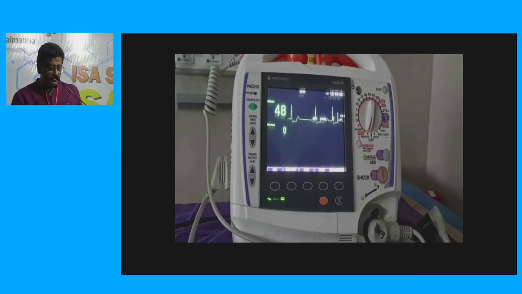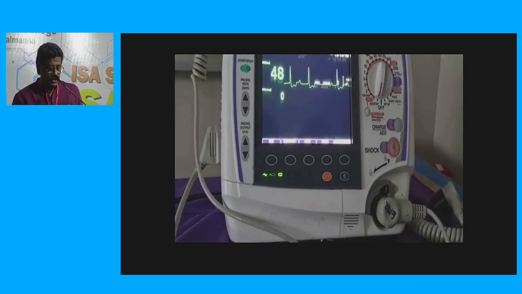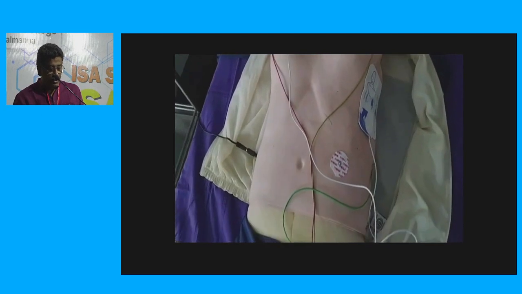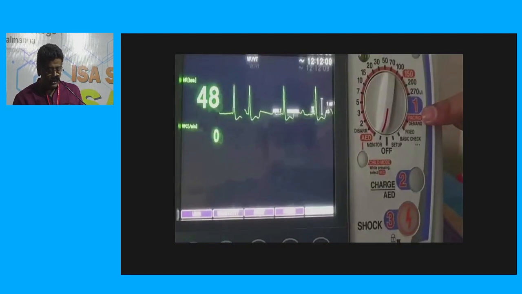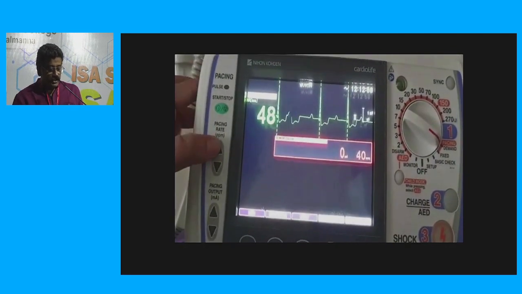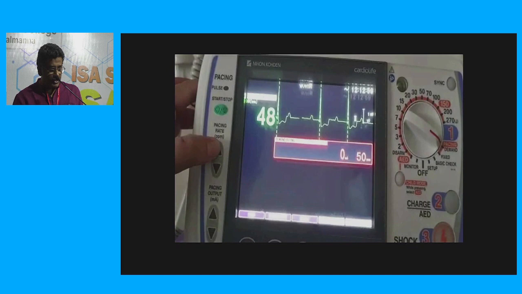Just look at this video. The rate you are seeing is 48 now, and it is a second degree block. Already the pads are applied. Now it is turning to pacing mode. You can see the mechanical capture, the lines that are coming. There are two types of capture. This is the electrical capture, sorry. There is mechanical capture also. You say mechanical capture when the P is followed by a QRS. So this is the electrical capture you are seeing.